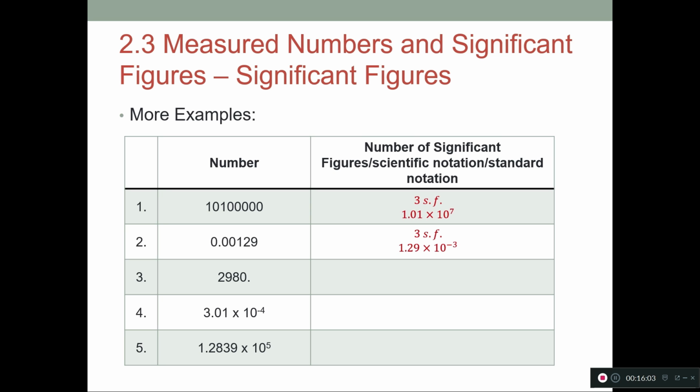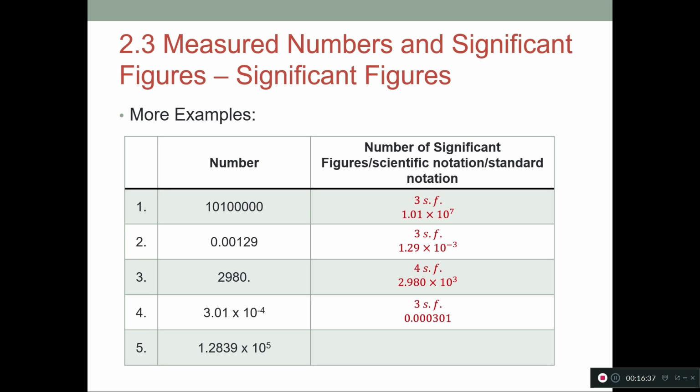This third one here, we have 29,080, and it has an explicit decimal point, which means that we have 4 significant figures, and this one, we are moving that decimal place 3 to the left, so it's 2.980 times 10 to the third. The next one is in scientific notation, so we want to convert this out of scientific notation, so we have to move that decimal 4 places to the left. That's what that -4 is telling us. So that gives us 0.000301, and that has 3 significant figures.